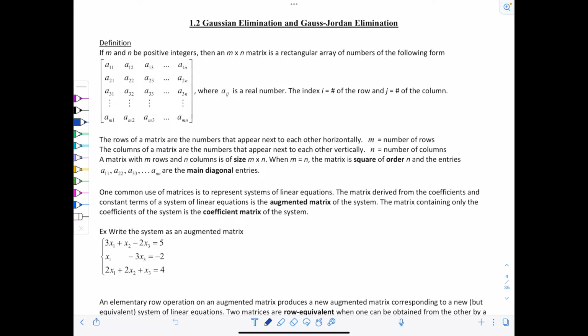In this video, we're going to learn about Gaussian elimination and Gauss-Jordan elimination. This is the video lecture for section 1.2 on linear algebra.